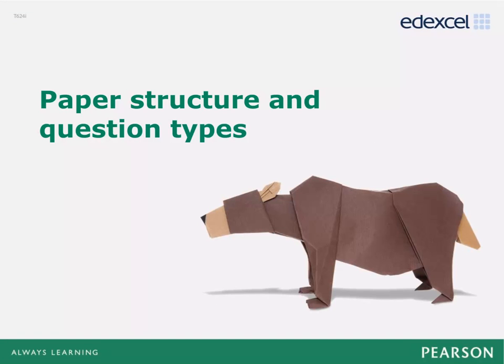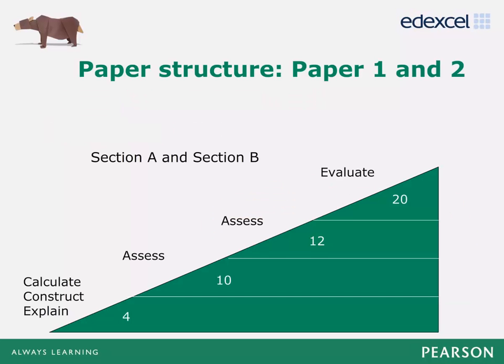Now, we'll remind ourselves of the paper structures and the types of questions in the A-Level assessments. Paper 1 and Paper 2 have a consistent structure. The papers have 2 sections, comprising a mix of short answer questions, calculate or illustrate and explain, and extended questions, assess and evaluate, which are based on extracts. The structure of Section A and Section B is also consistent.